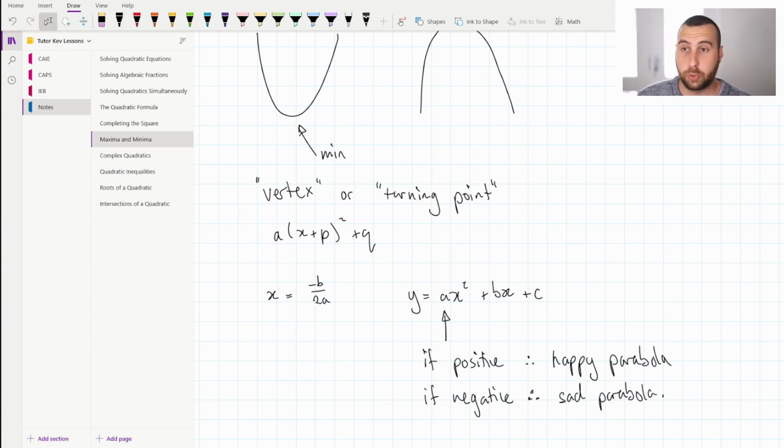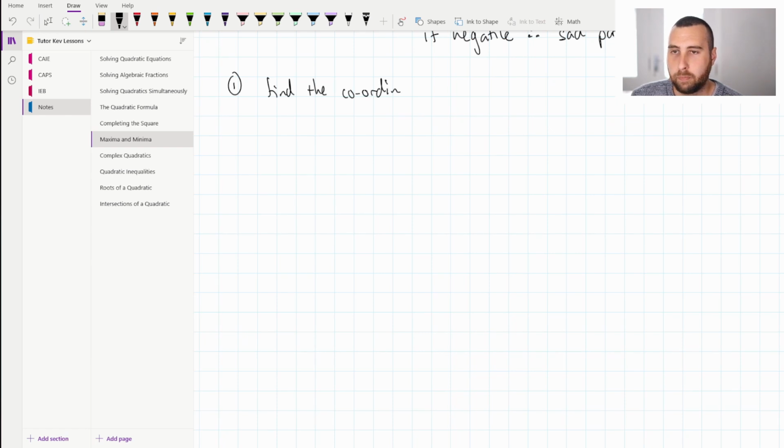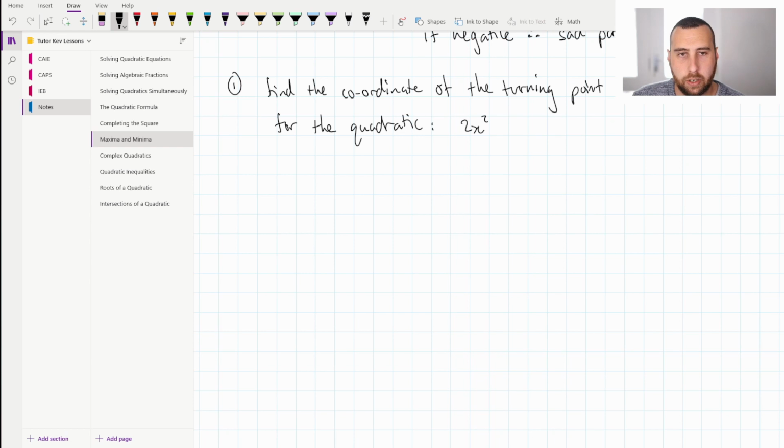Let's take a look at some examples on solving for the maximum or a minimum for a quadratic. So my first question is the following. Find the coordinates of the turning point for the following quadratic. And it is 2x squared minus 8x plus 5.